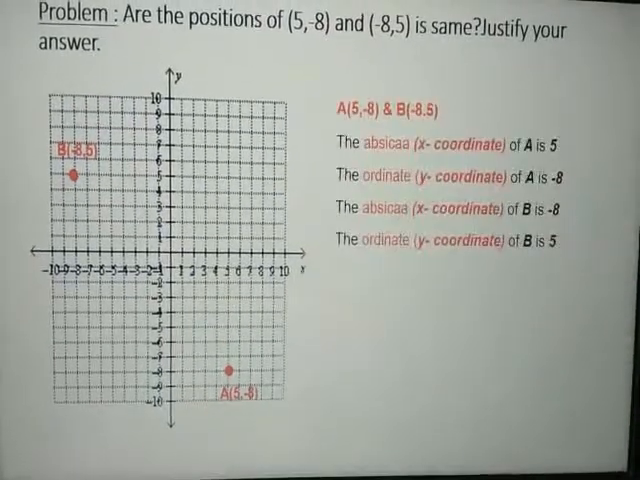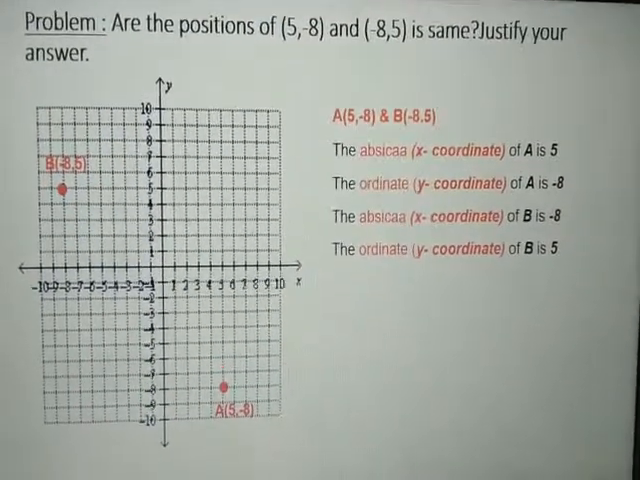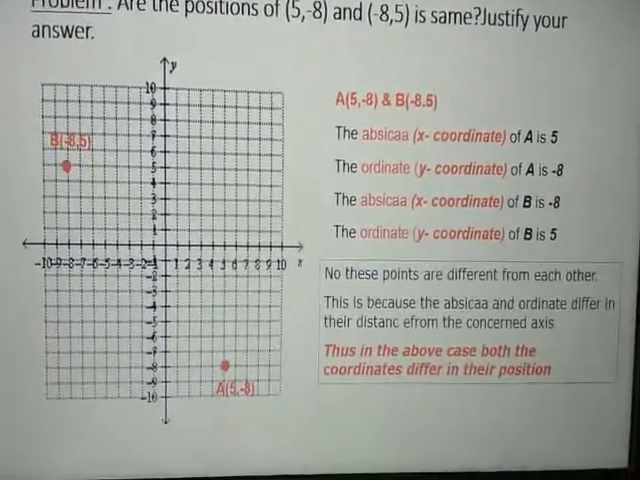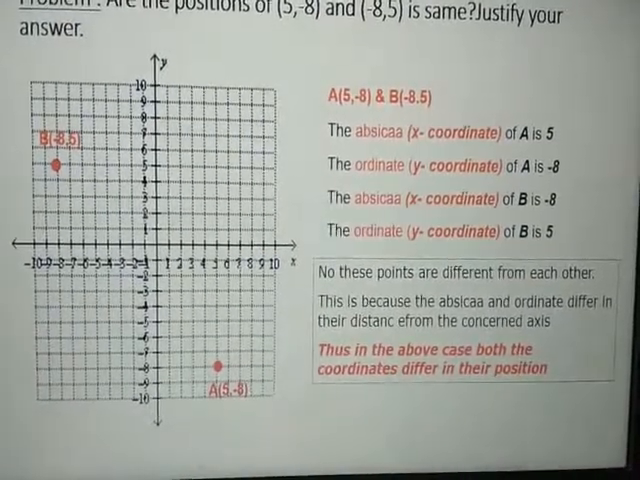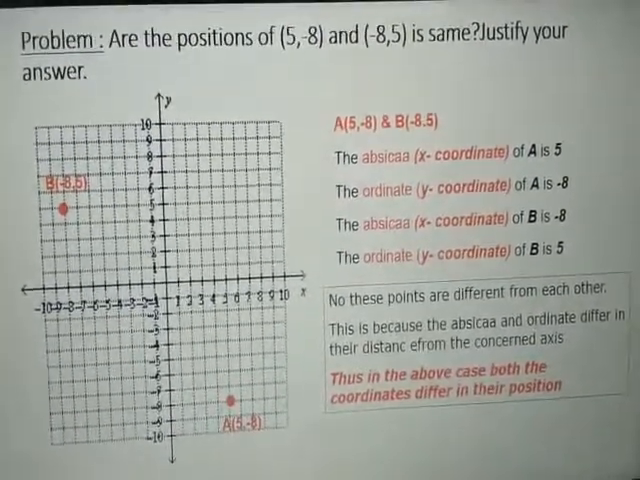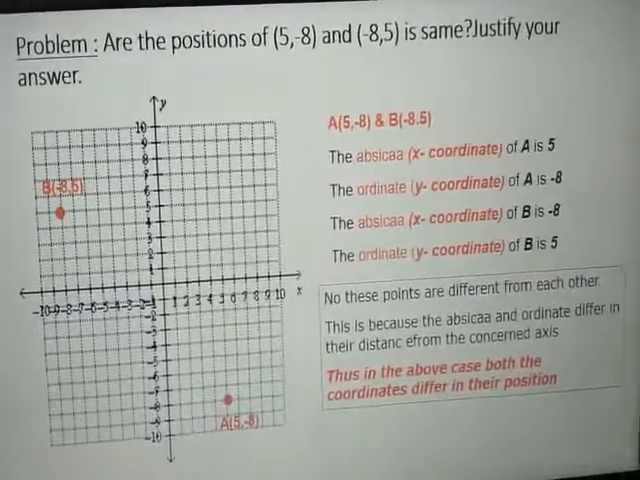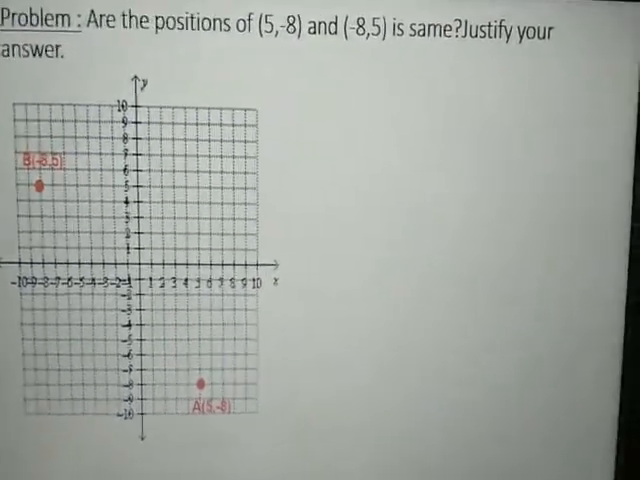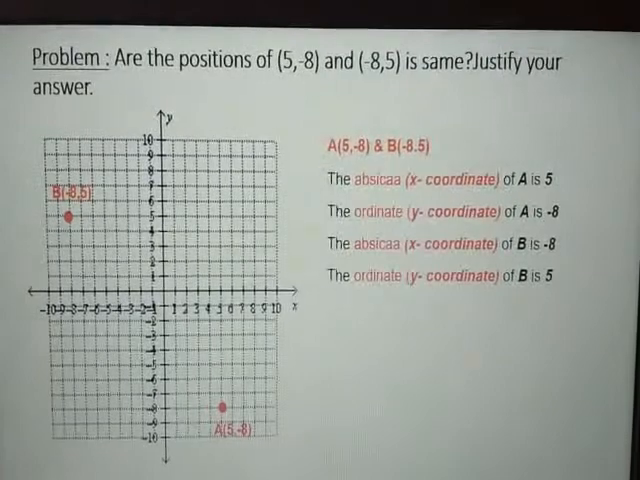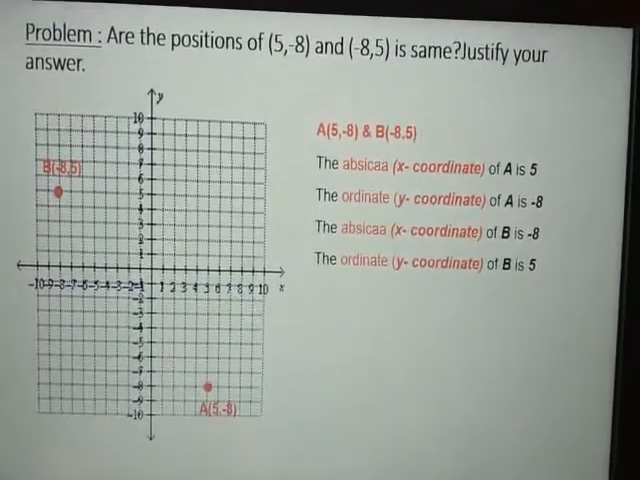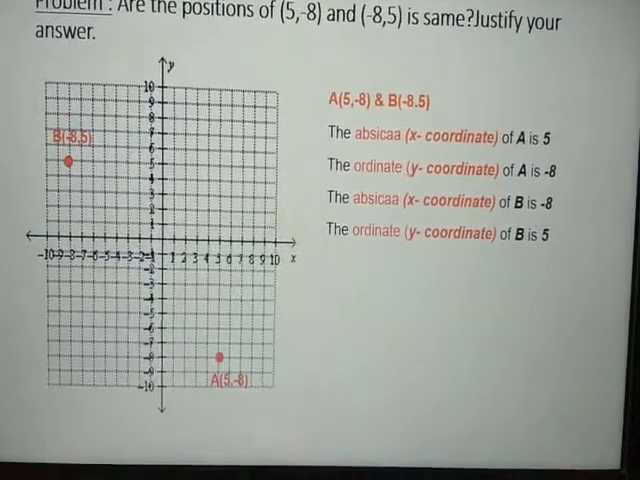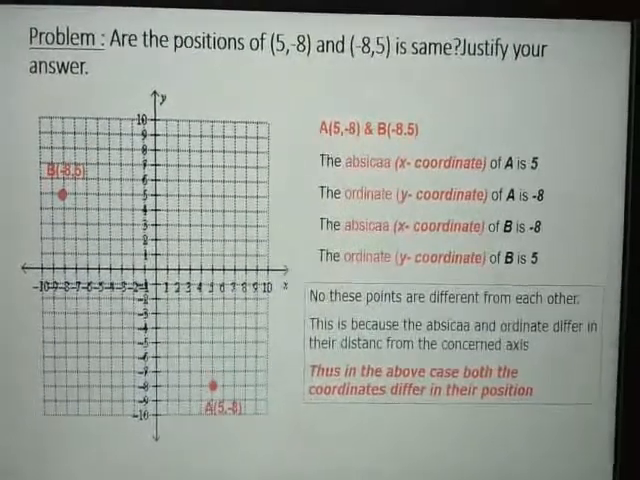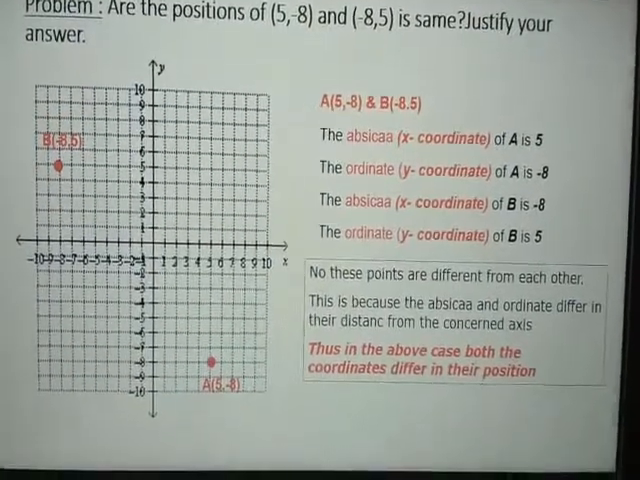We can say in words: the abscissa and ordinate of both the points differ, and the positions differ based on their ordinate values. That is, the abscissa and ordinate both differ in their distance from the axes. If we notice here, point A is in the fourth quadrant and point B is in the second quadrant. Based on the abscissa and ordinate values only, we say which quadrant the points belong to.